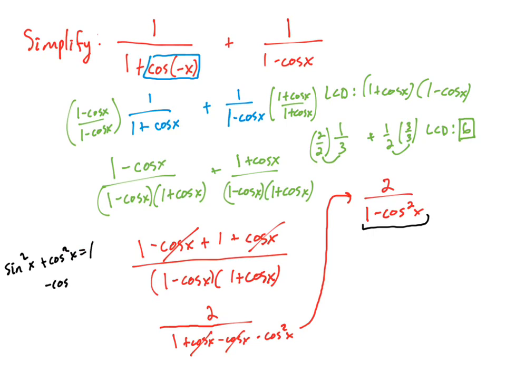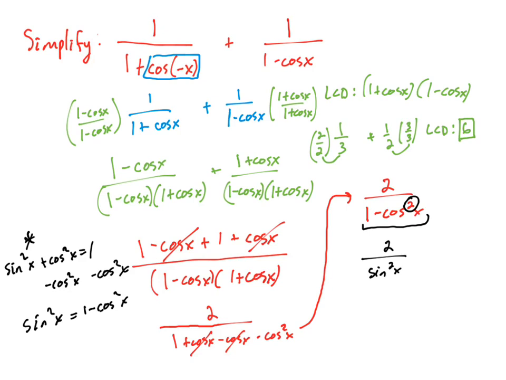Well, if we subtract cosine squared of x from both sides, we end up with sine squared of x is equal to 1 minus cosine squared of x. So anytime we see sine, cosine, or any of the trig functions getting squared, we should think, ooh, is that a possible variation of one of the Pythagorean identities? And in this case it is. So this is going to be equal to 2 over sine squared of x.